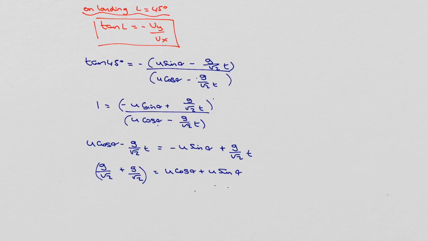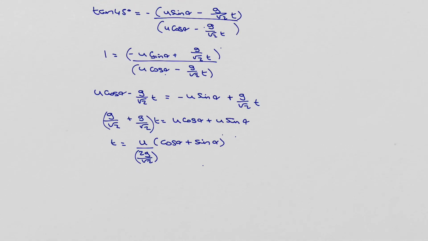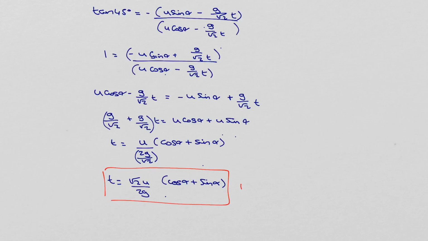And then t is common there. So therefore we have t divided across by, taking out u as being common also, cos alpha plus sine alpha, divided by, and I have g over root 2 plus g over root 2, which is 2g over root 2. And if I'm dividing by a fraction, I turn it upside down and multiply, which gives me root 2u over 2g times cos alpha plus sine alpha. So this is also my time of flight.